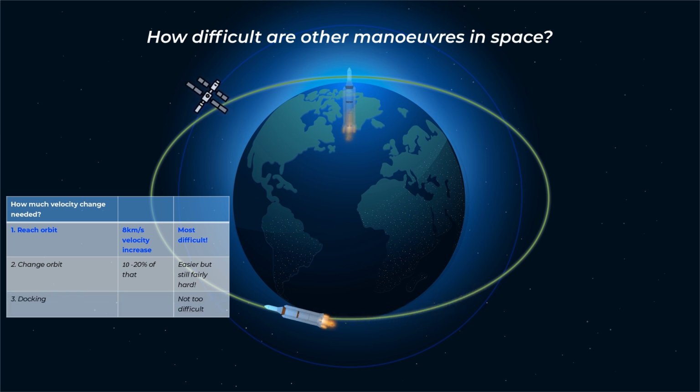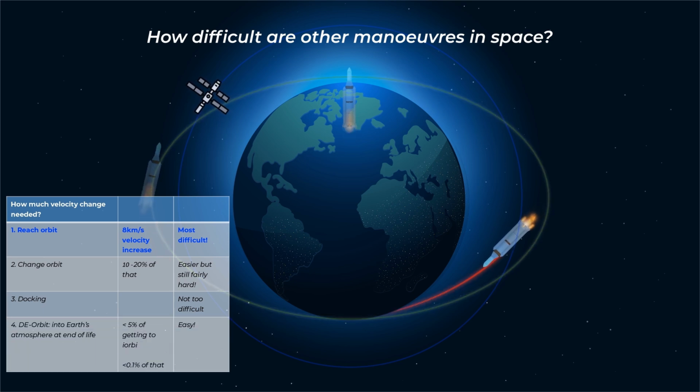You might want to dock with another spacecraft. That's much easier, assuming spacecraft are moving in similar orbits, so it's only a few meters per second to deliver. But really important is to be able to deorbit at end of life to avoid creating more space junk. That's not too difficult, perhaps about 1 to 5% of the delta V to get into orbit in the first place.